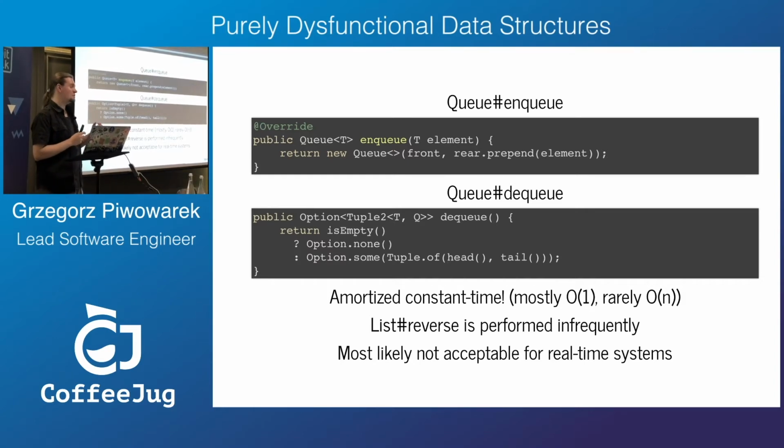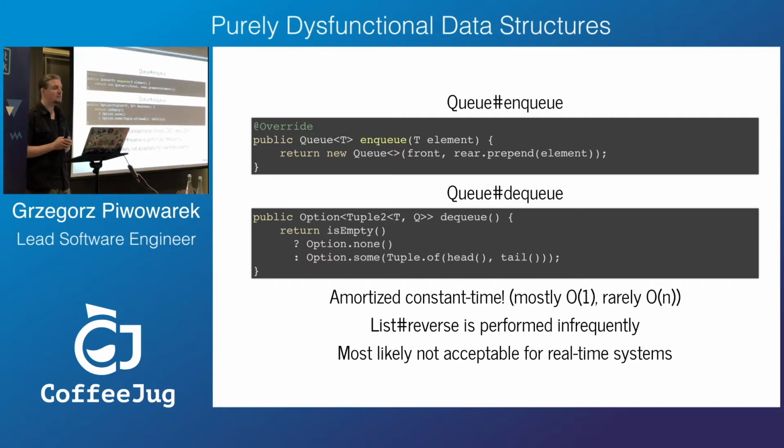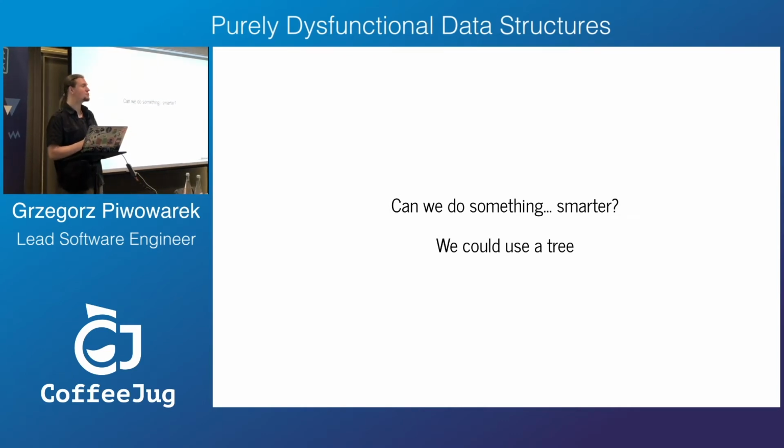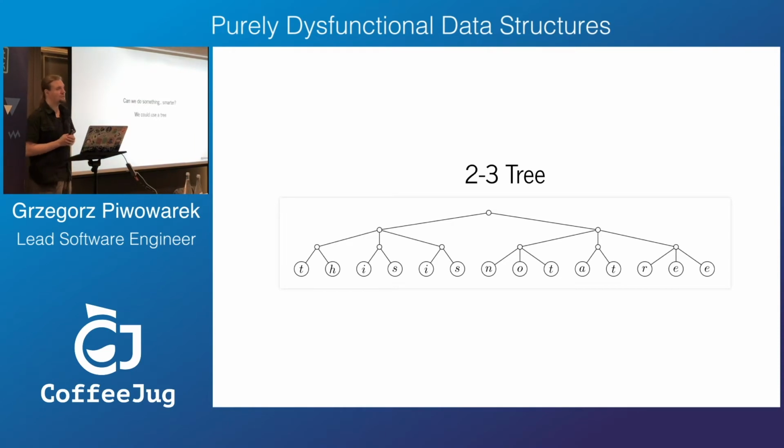But this means that we'll have unpredictable latency, because sometimes we can have it done very fast, and sometimes we need to reverse a list, which will be much slower than when it's constant time. And again, could we do something smarter than that? Well, we could use a tree again. One of the interesting concepts that actually is used, which allows you to get this ideal queue, is the concept of a 2-3 tree. Which means that there is a tree that has all elements at one level, and it always has two or three branches from each node.